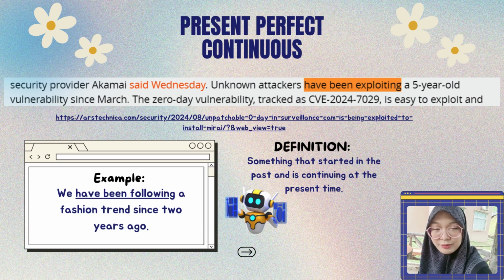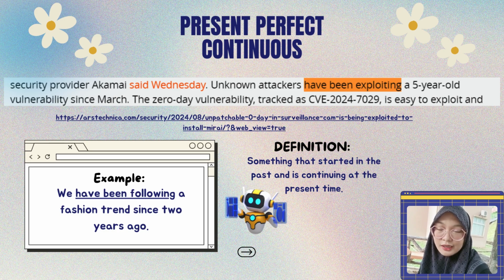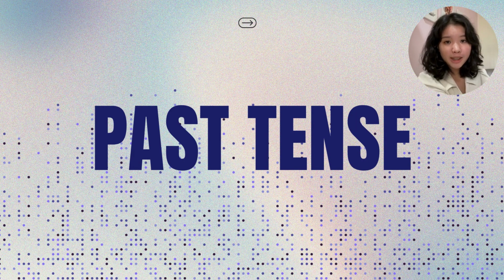Hi, my name is Nurul Aji Samuel and I'll be presenting about present perfect continuous. The meaning of present perfect continuous is something that has started in the past and is continuing at the present time. As you can see, we use has or have been plus verb plus ing. I have provided an example from the internet, which is: attackers have been exploiting a 5-year-old vulnerability since March. And I have made an example myself, which is: we have been following a fashion trend since 2 years ago. That's all from present tense.